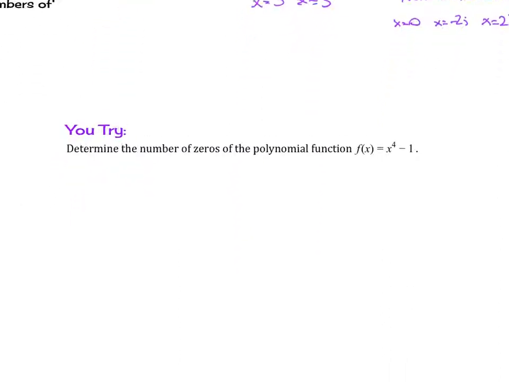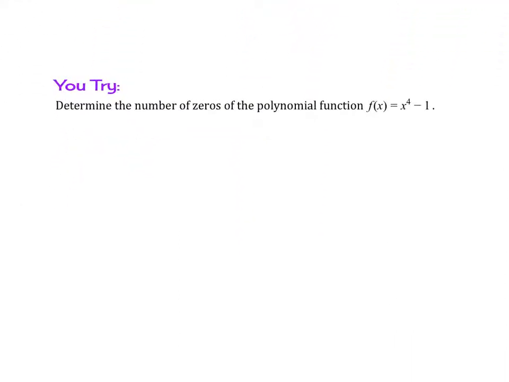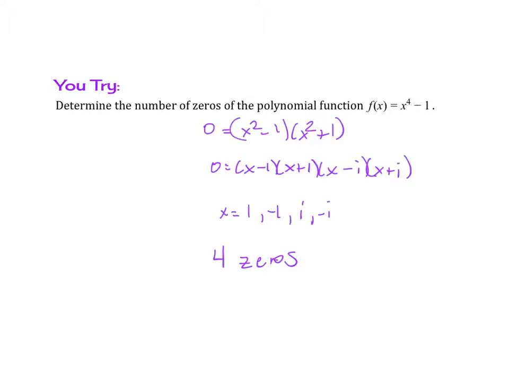So go ahead and try this example at the bottom, determine the number of zeros, and then just for practice, go ahead and find the zeros. Pause the video, and when you come back, I'll have the answer for you. If you tried this out, you would see that there are 4 zeros, and so we see that even though they are imaginary, it is still a zero.